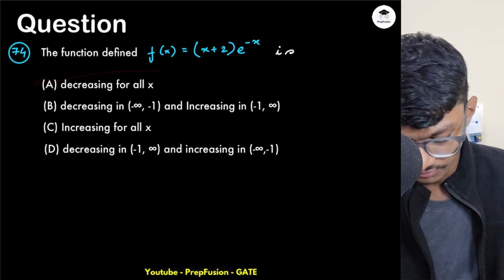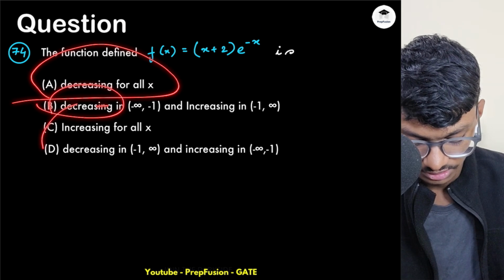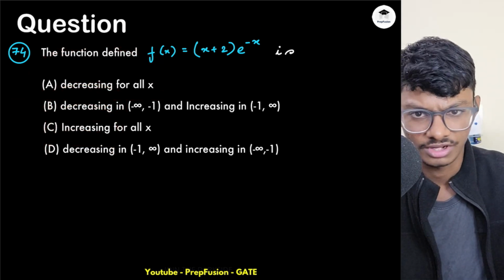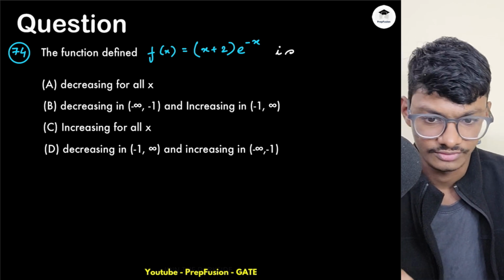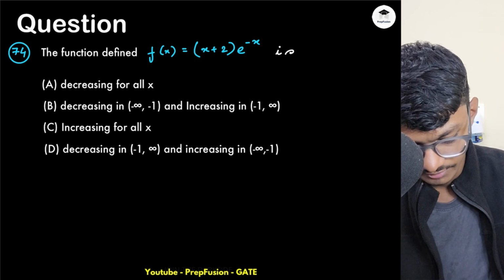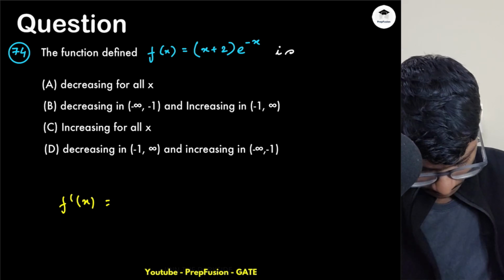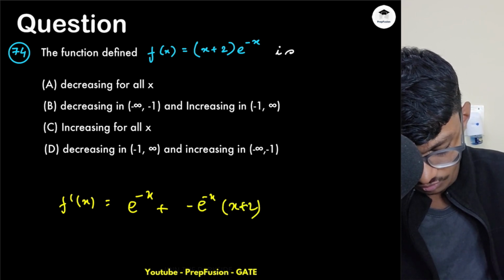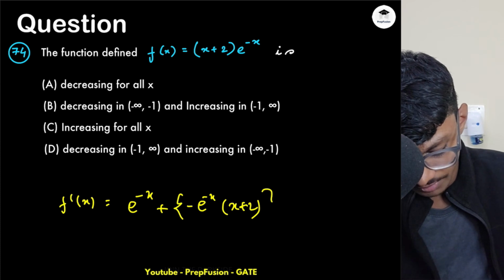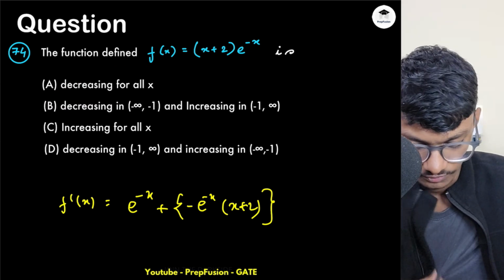Now let's solve this. The function f of x is defined like this. You have to find out whether it is increasing or decreasing. So basically you have to comment about the monotonicity, about the range. So what you can do, you can obviously first go for the derivative. What is the derivative? The derivative f dash of x will be e raised to power minus x plus minus of e raised to power minus x into x plus 2. So let me just think about something. It is telling me decreasing for all x. Is it really so? Decreasing for all x.